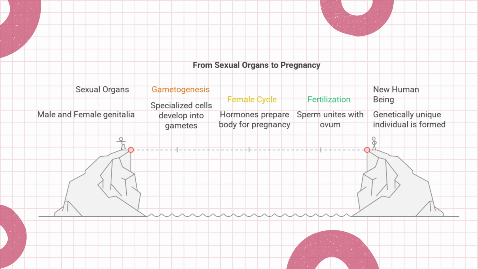We then turned our attention to the female reproductive cycle, a finely tuned interplay of hormones orchestrating the ovarian and uterine phases. This cycle prepares the body for pregnancy. Finally, we walked through the fertilization process, where the journey of millions of sperm culminates in the union with a single ovum, marking the beginning of a new, genetically unique human being.